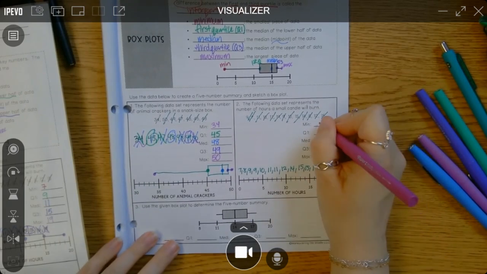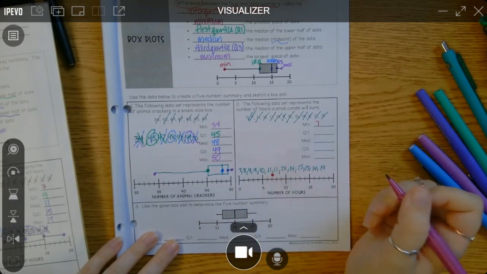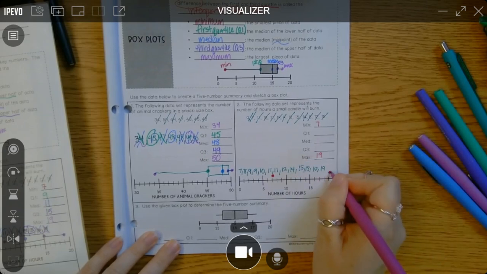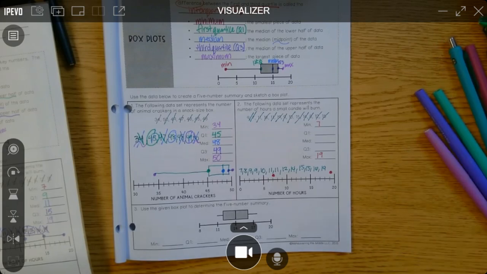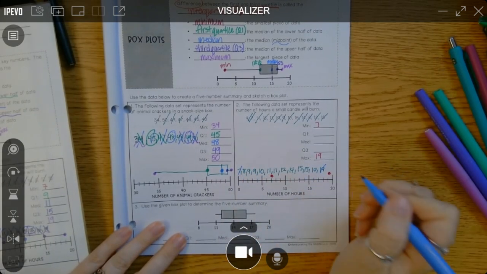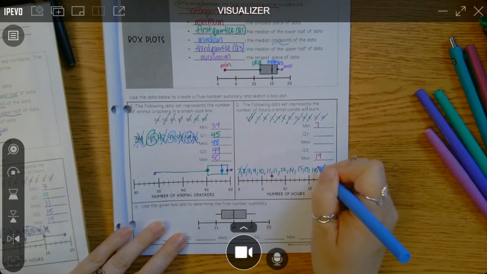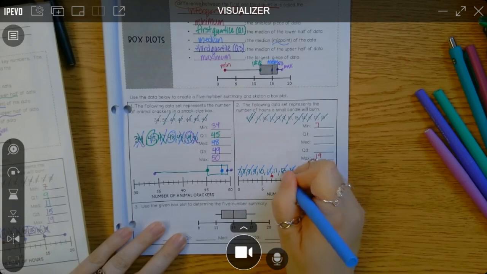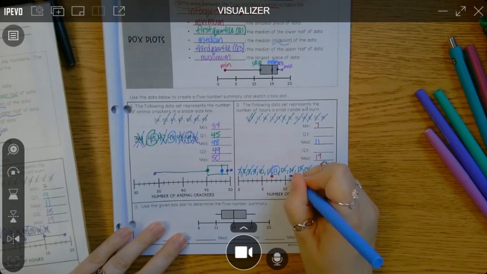So first off, my minimum is 7, so let's draw a dot at 7. And my maximum is 19, so let's draw a dot at 19. Then I'm going to find my median. So beginning, end. I know that sounds lame, but it really helps me keep track. Beginning, end, beginning, end, beginning, end, beginning, end, beginning, end. So the 11 is in the middle. Let's draw a dot at the 11.